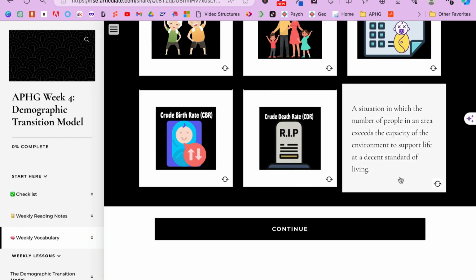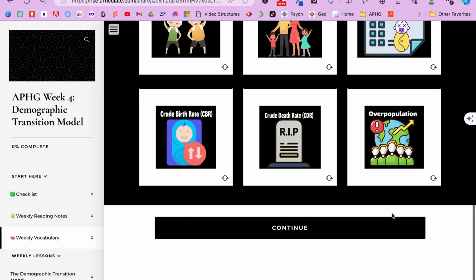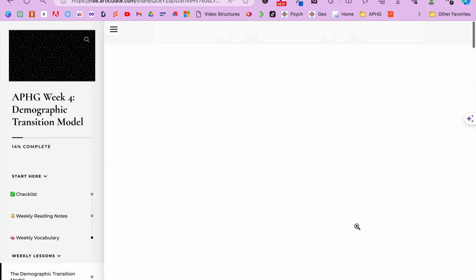Overpopulation, a situation in which the number of people in an area exceeds the capacity of the environment to support life at a decent standard of living, related to that carrying capacity.